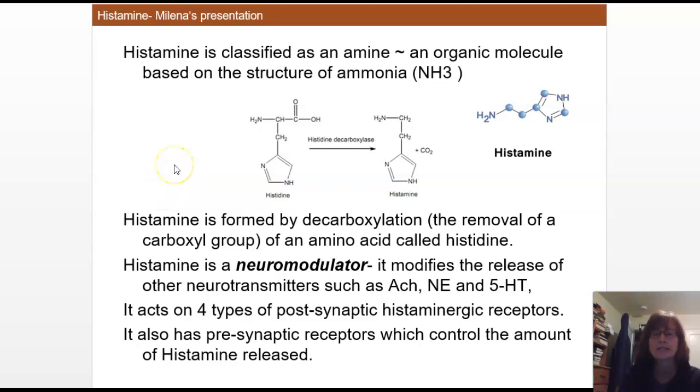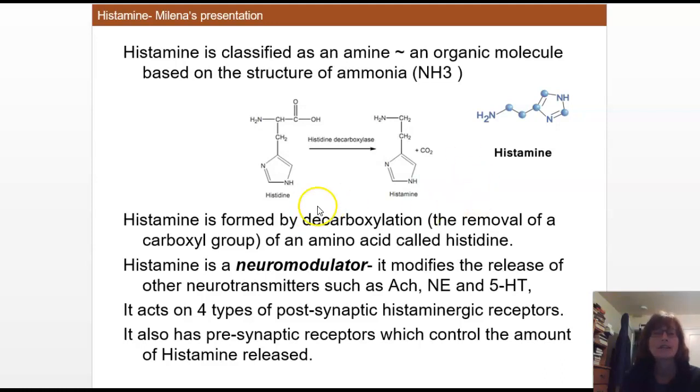But histamine is classified in this kind of a different category of an amine. And an amine is basically something that has a particular structure to it. Particularly you see this NH2 on this side, and you also see an NH and a bunch of nitrogens in here. So it's sort of based on the structure of ammonia. And how it forms is it forms from an amino acid, and that amino acid is called histidine.